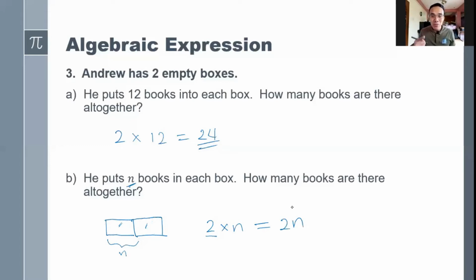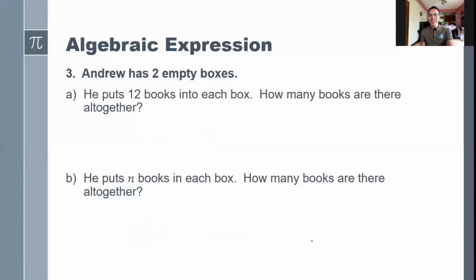In algebra, we don't use x for multiplication. If you're multiplying a number and a variable, you just put them side by side, just like 2n, but not n2. Okay? The number should always come first. 2n, not n2. So 2n is the same as 2 times n. So there are 2n books now.